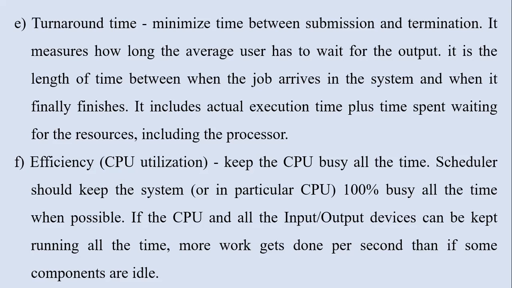Number 6 is efficiency, what we call CPU utilization. It's always important that the process manager keeps the CPU busy all the time. Therefore, the scheduling algorithm that is applied should ensure that the CPU is busy all the time. The scheduler should keep the CPU 100% busy when possible. If the CPU and all the input-output devices can be kept running all the time, more work gets done per second than if some components are idle.